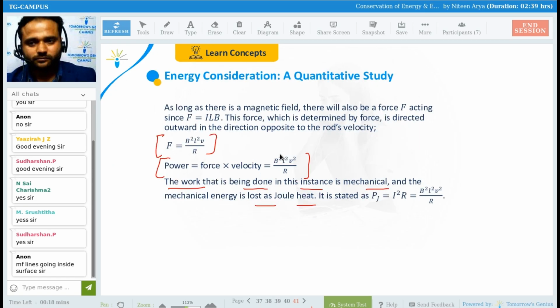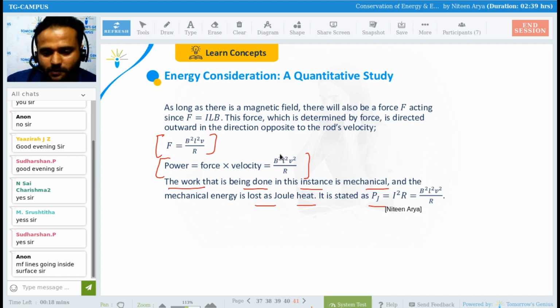So basically your mechanical energy in pulling this particular rod of length L generates an induced EMF, and due to this induced EMF, there is a current, and due to this current there is a heating effect, and the power is lost in the form of heat. That is P_J equals I square R, which is B square L square V square divided by R. Rest everything is the same. The qualitative aspect, the idea to see this thing, is changed.